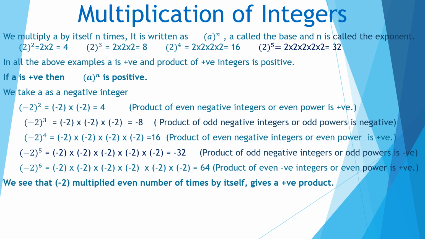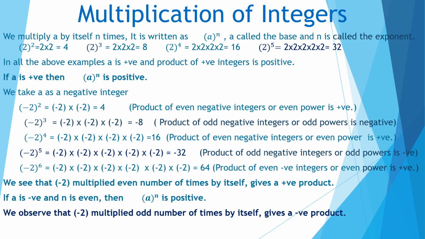We see that minus 2 multiplied an even number of times by itself gives a positive product. If a is negative and n is even, then a raised to the power n is positive. We observe that minus 2 multiplied an odd number of times by itself gives a negative product. If a is negative and n is odd, then a raised to the power n is negative.